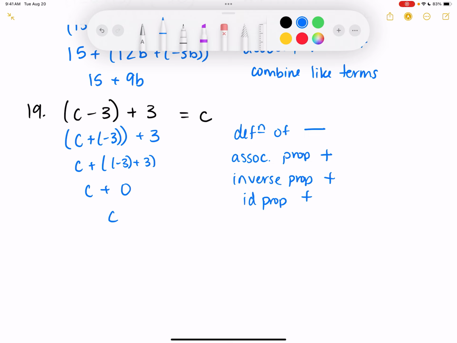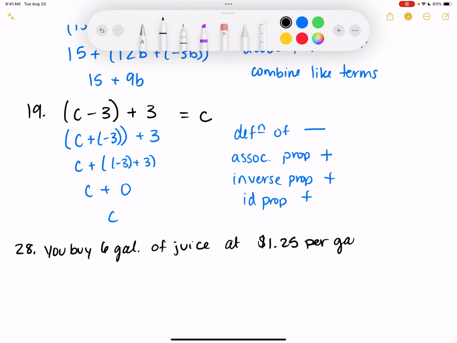All right, the next stuff in this section is solving problems and using unit analysis to check your work. So problem 28 says you buy 6 gallons of juice at $1.25 per gallon. Must have shopped at Aldi. What is your total cost?